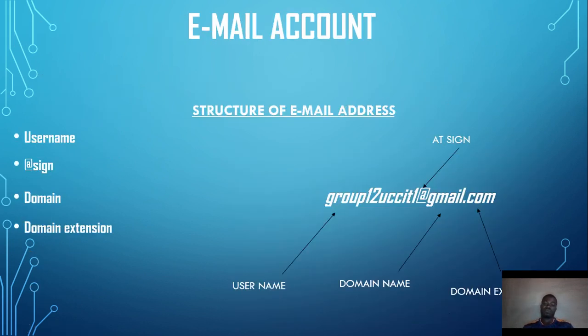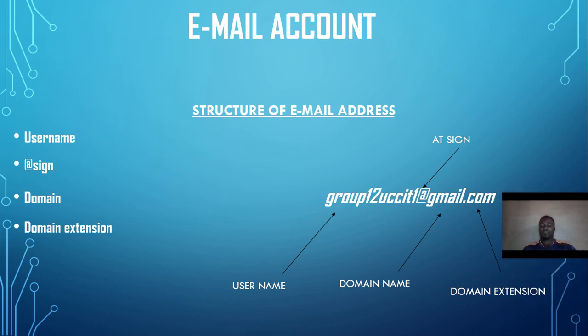Let's look at the structure of an email account. When you see an email account, you need to know some of the structure, what actually the main parts are. When we talk of the structure of an email address, we are looking at the email itself. And a correct email account must have something called a username. You also need the @ sign. You also have a domain, and you also have a domain extension. So this is the correct email account.